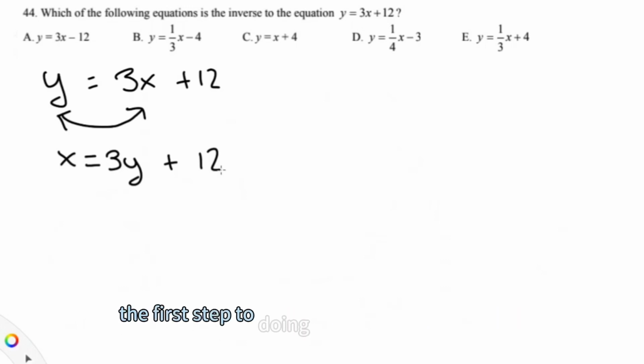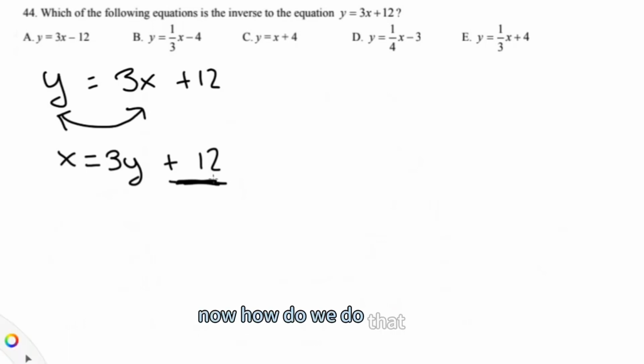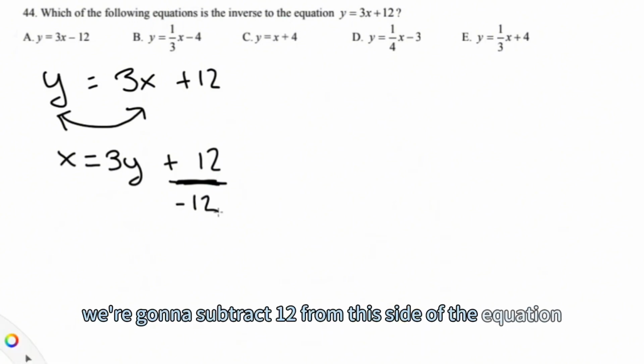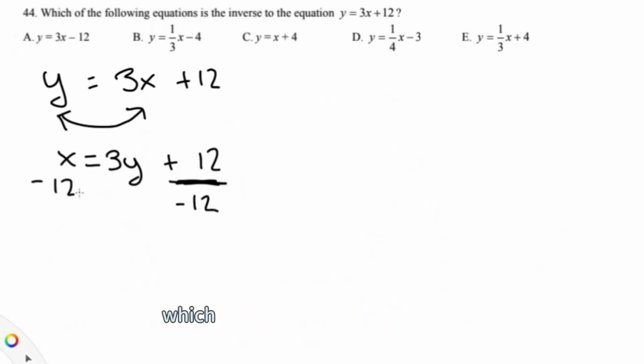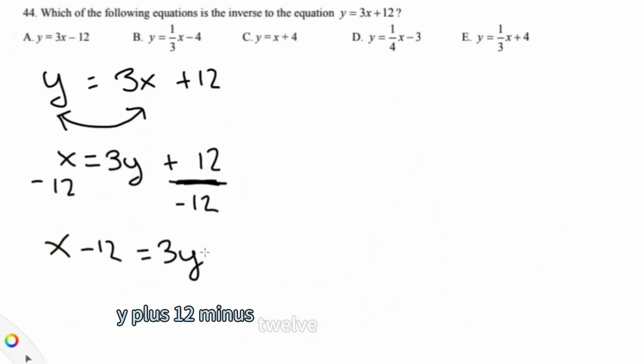The first step to doing that is getting rid of this plus 12 right here. Now, how do we do that? Well, if we minus 12, that would just cancel out because 12 minus 12 is 0. So we're going to subtract 12 from this side of the equation. But when we do the subtraction of 12, we also have to do it over this side, which makes this x minus 12, correct? Because x minus 12 equals 3y plus 12 minus 12. 12 minus 12 is 0, so it's just 3y.